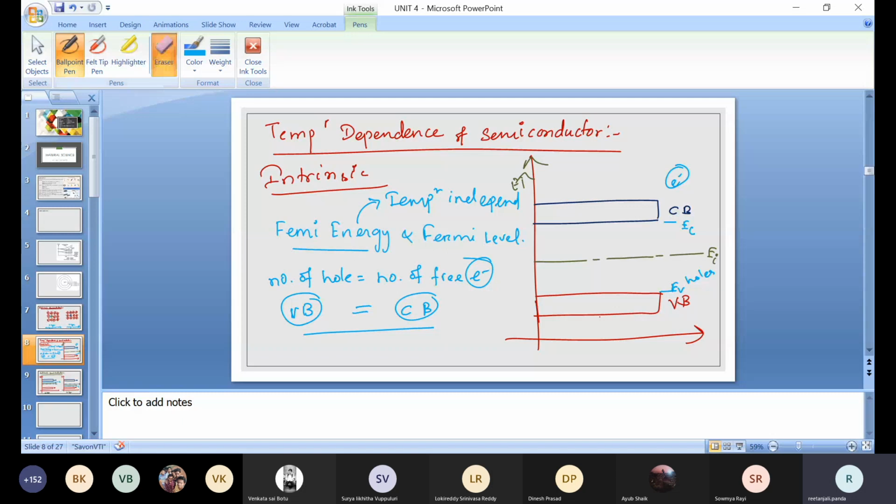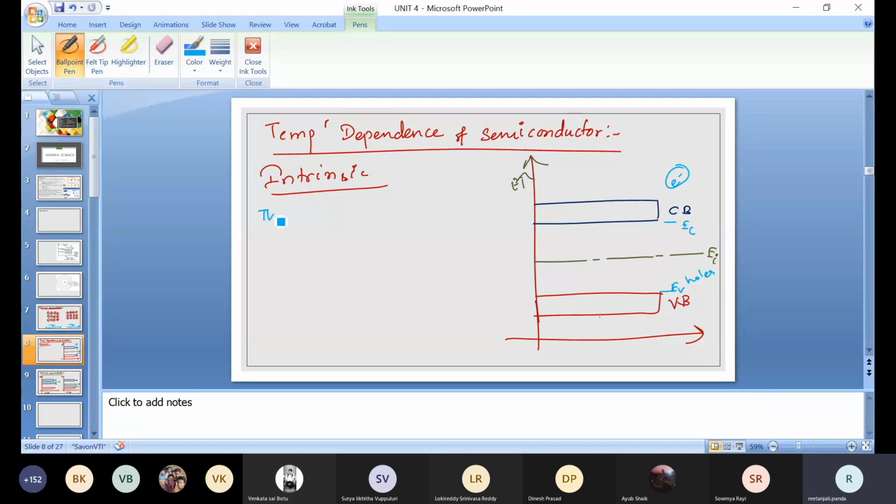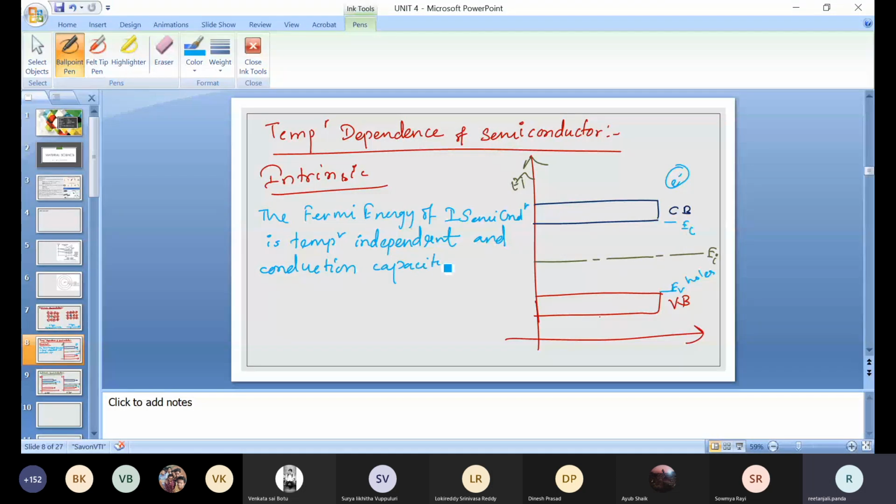So what I can write here: the Fermi energy of an intrinsic semiconductor is temperature independent, and conduction capacity will increase with increase in temperature. Okay, this is the temperature dependence of a semiconductor.